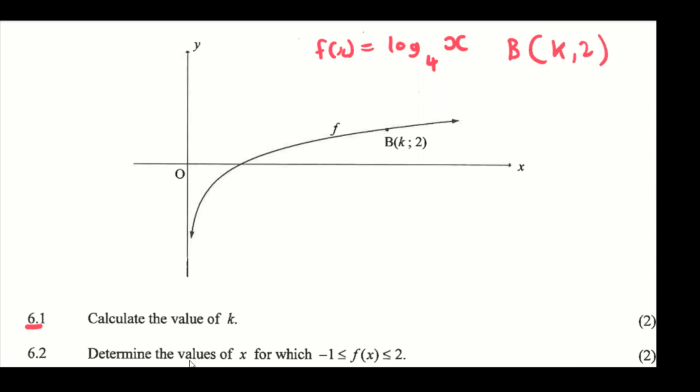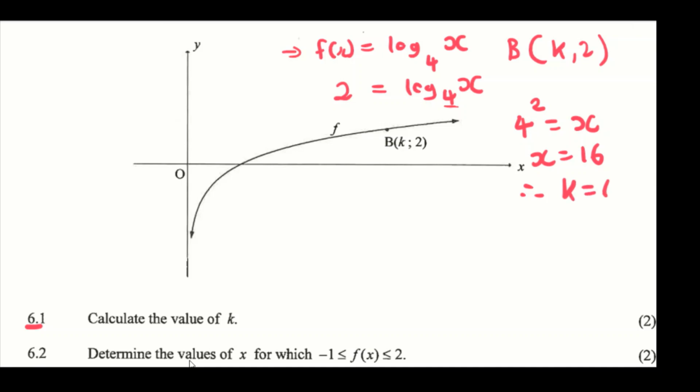So we can substitute the value of 2 here to find the value of k. So we're gonna say 2 is equal to log base 4 of x, right? And this 4 here, since it's our base, is going to be 4 to the power of 2 is equal to x. So x is equal to 16. So therefore, our k value is equal to 16, right? So that's how we solve this problem here.